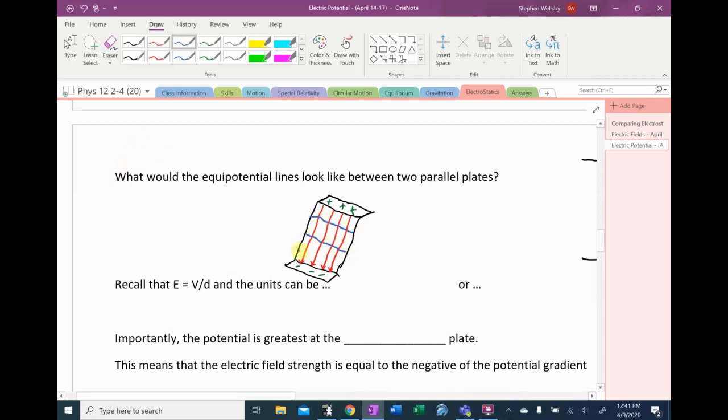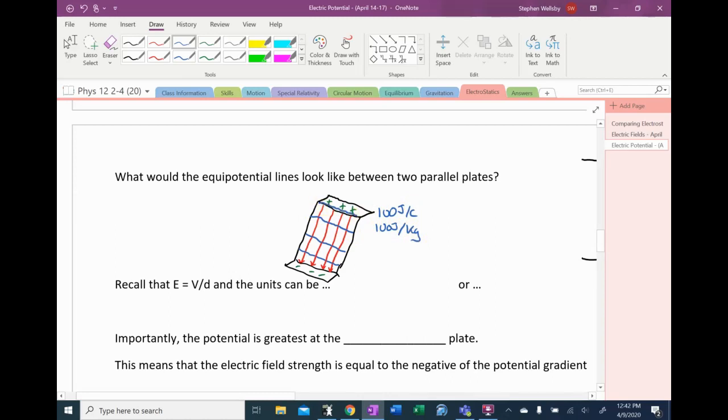They would go, first of all, you can see they would go perpendicular to the field lines, and they would go parallel to the plates here. So anywhere along this blue line, they're going to have the same amount of potential energy. So let's say the potential here is 100 joules. We can either say 100 joules per coulomb if we're thinking electrostatic, or we could think 100 joules per kilogram if we're thinking gravitational potential.